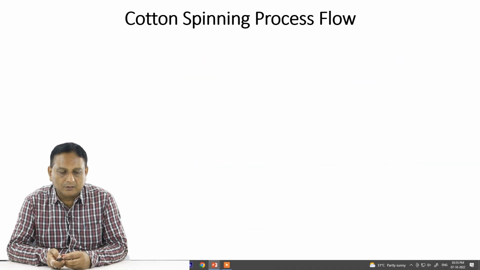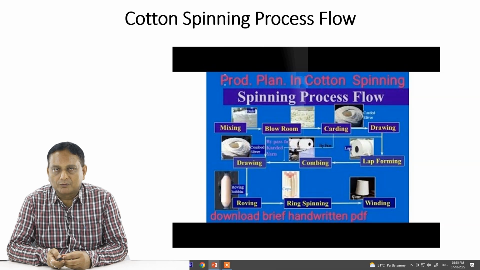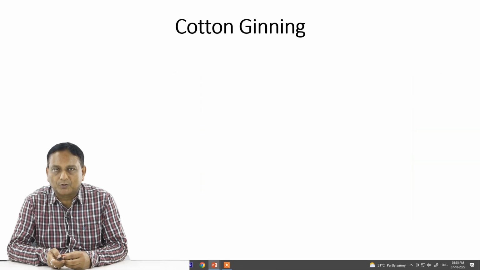Now if you try to see the cotton spinning process flow, how it goes: as we have already mentioned, it is mixing, blow room, carding, drawing, and then the lap formations will be there. Then after drawing, it goes to the roving, then goes to ring spinning, and finally to winding. So this is the process flow.